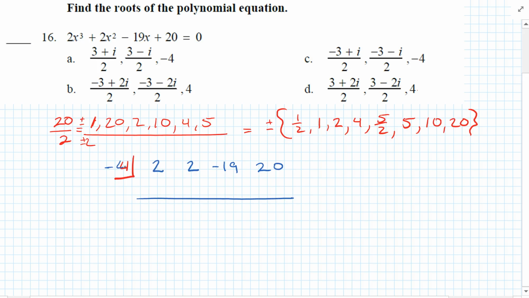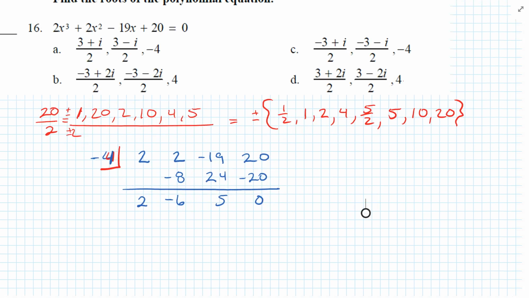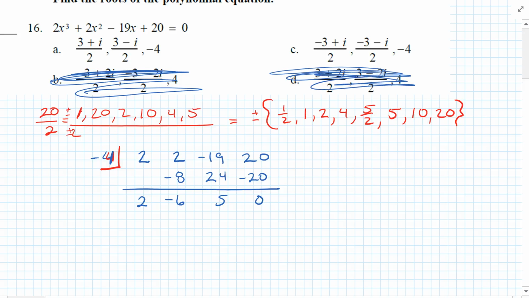So we can cancel 4. Now we can try negative 4. So drop the 2. 2 times negative 4 is negative 8. 2 plus negative 8 is negative 6. Negative 6 times negative 4 is 24. Negative 19 plus 24 is positive 5. 5 times negative 4 is negative 20. So there we go. So negative 4 is a root. So we can mark out B and D.